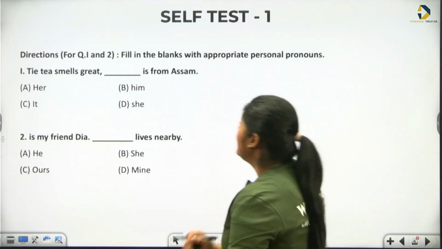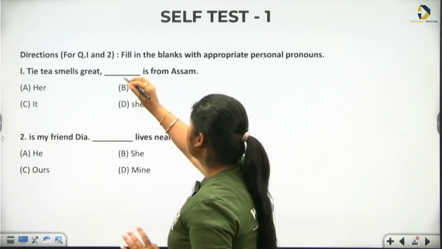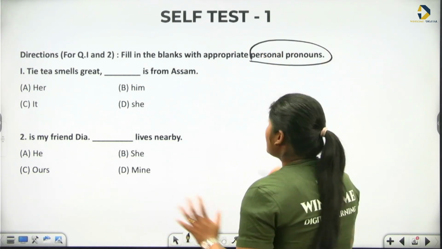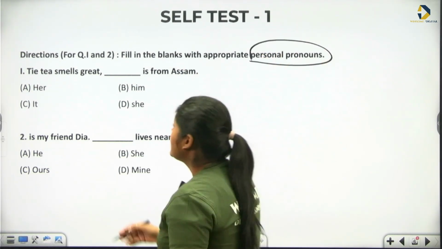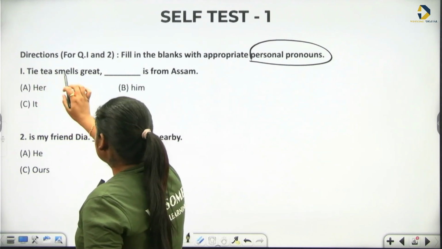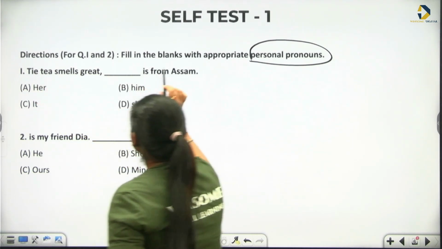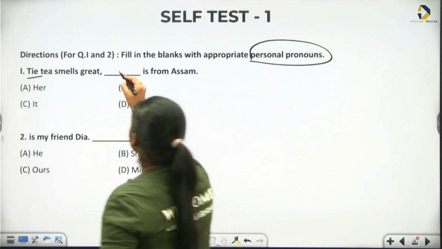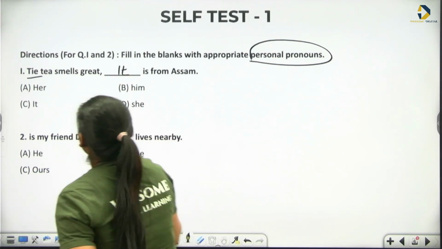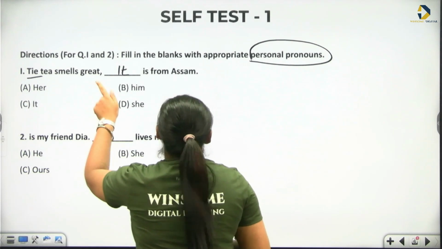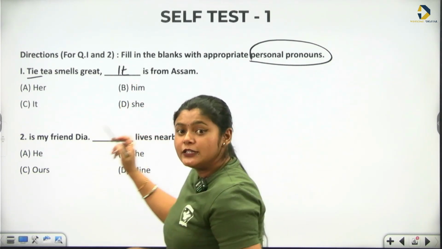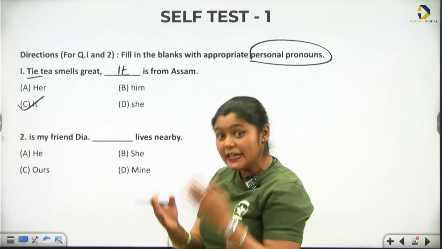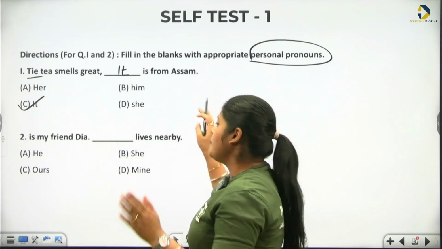Okay, now let's do the self-test one. Fill in the blanks with appropriate personal pronouns. Now we have to put a personal pronoun. Now see, tea smells great. Dash is from Assam. Tea smells great. It is from Assam. So the option it is correct. That tea smells nice. It, meaning that tea, is from Assam.